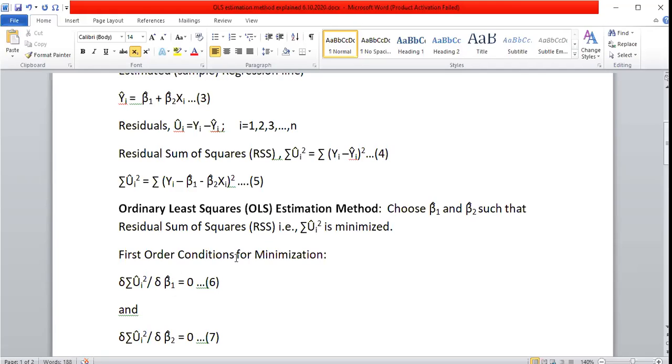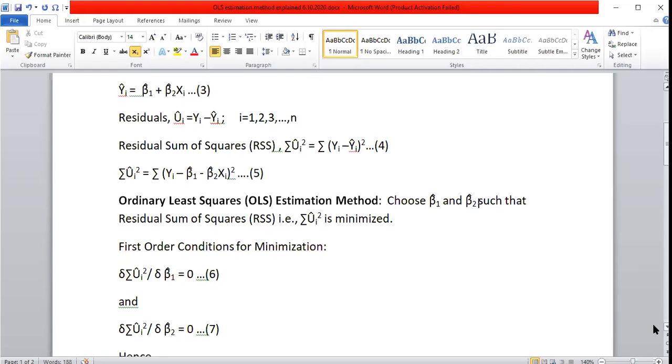Calculus is very handy in that. If you want to choose beta 1 hat and beta 2 hat such that this residual sum of squares is minimum, then you differentiate it partially with respect to beta 1 hat and with respect to beta 2 hat. Set them equal to 0, because that is the first order condition for minimization.